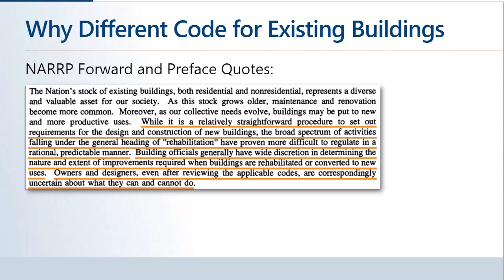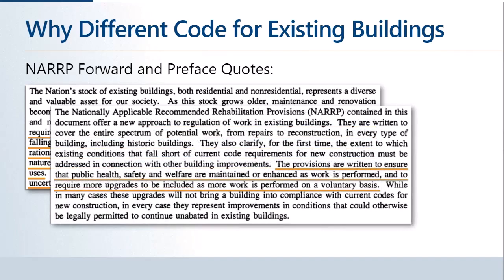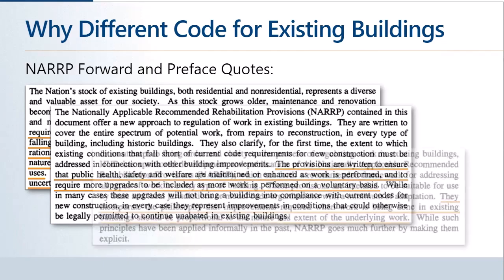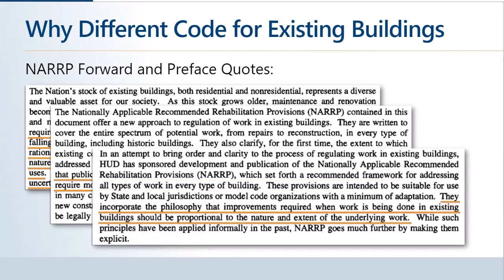A couple more important points here. The provisions of the NARP are written to ensure that public health, safety, and welfare are maintained or enhanced as work is performed, and to require more upgrades to be included as more work is performed on a voluntary basis. It's a very important point. And lastly, the NARP incorporates the philosophy that improvements required when work is being done in existing buildings should be proportional to the nature and extent of the underlying work. So there's that rationale and the history.